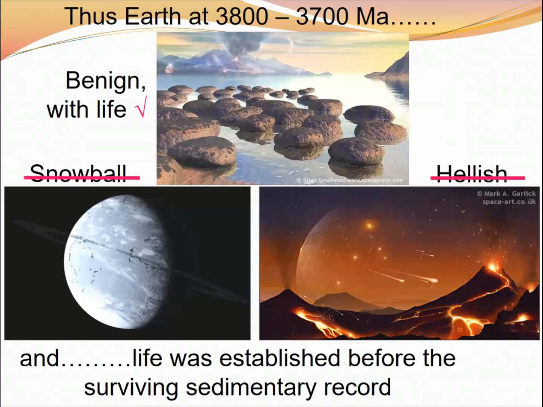So I'll finish with that by basically saying, when you look at the Eoarchean, it wasn't like either of those pictures that you can see at the bottom, one being a sort of snowball, completely frozen planet, and the other one a dry, hellish place. It was certainly benign with life, as shown in the painting at the top there. And at that point, I'll finish my presentation.